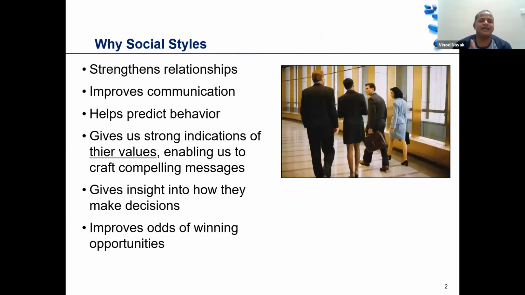Social styles majorly strengthen the relationship between one another. It improves our communication. It helps us predict general behavior in people. It gives us an indication of what they value the most, so that we can work with them and have a very good relationship, and how we can help them make decisions, or how they take decisions where we can help them out.